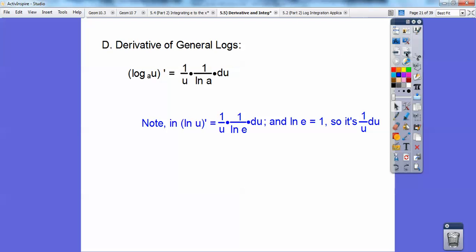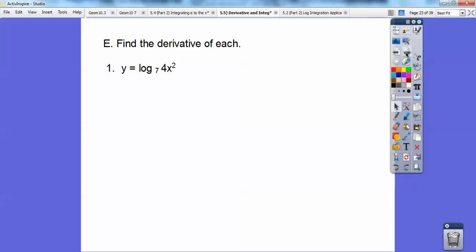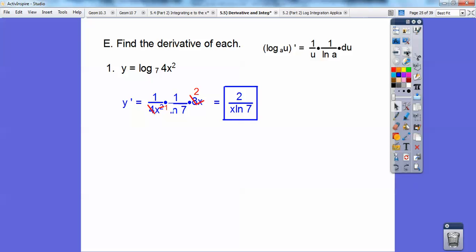All right, let's try some of these. Find the derivative of each. So it's going to be 1 over the 4x squared, 1 over this piece right here, times 1 over the natural log of this, and then times the chain. The chain of this is 8x. Then clean it up, cancel out things, and you get 2 over x natural log of 7.